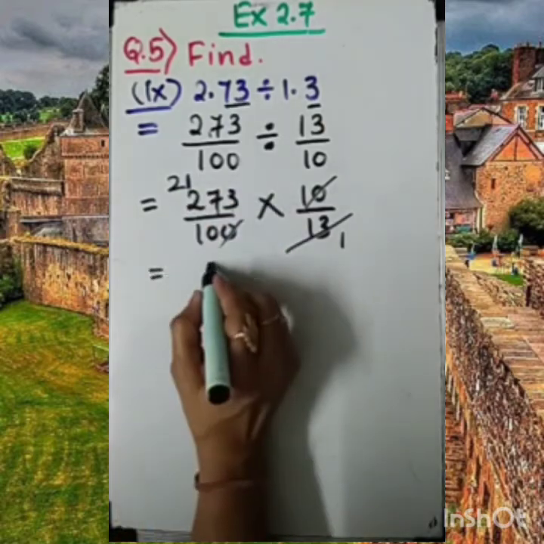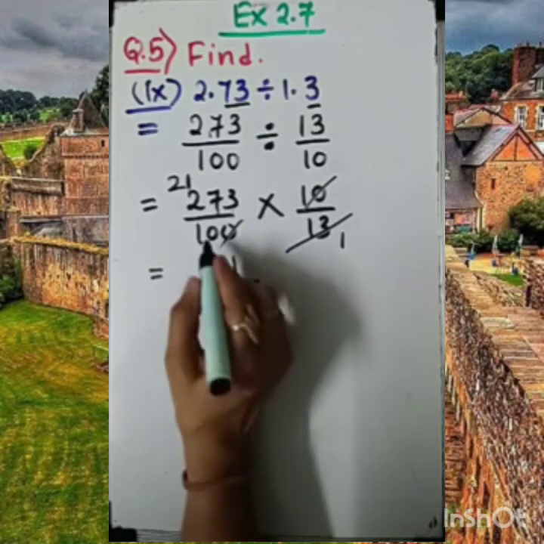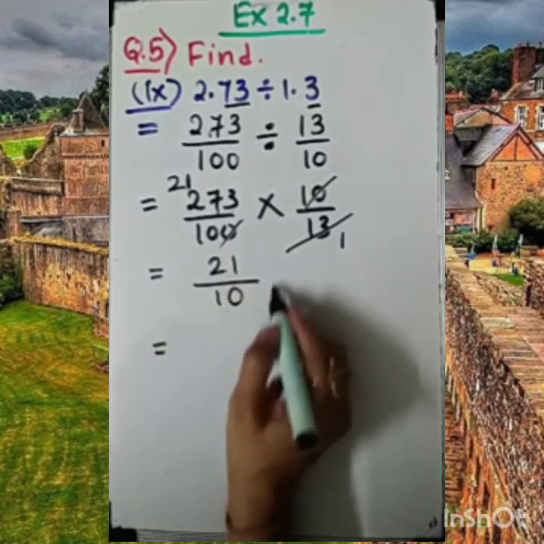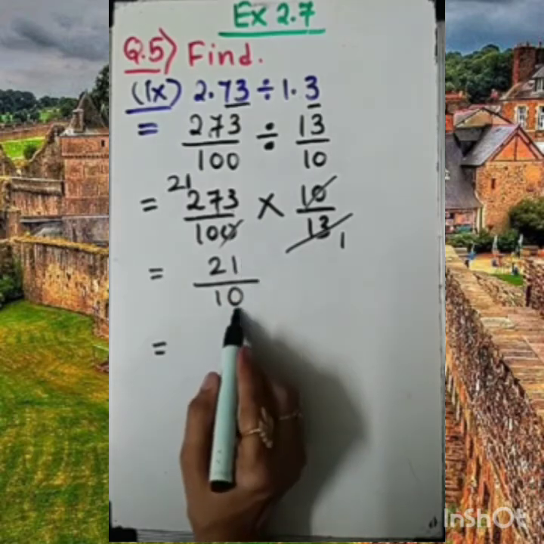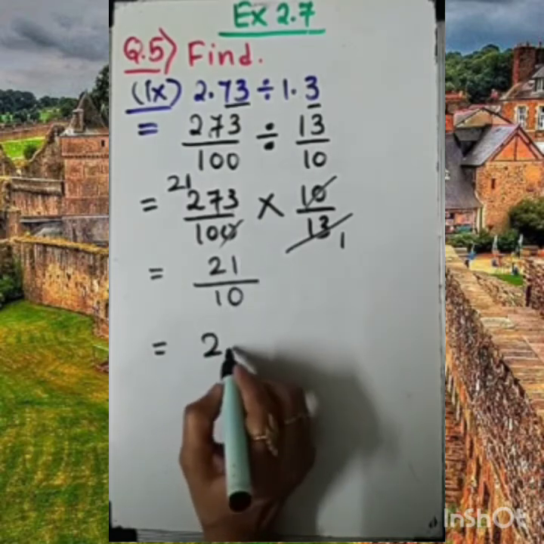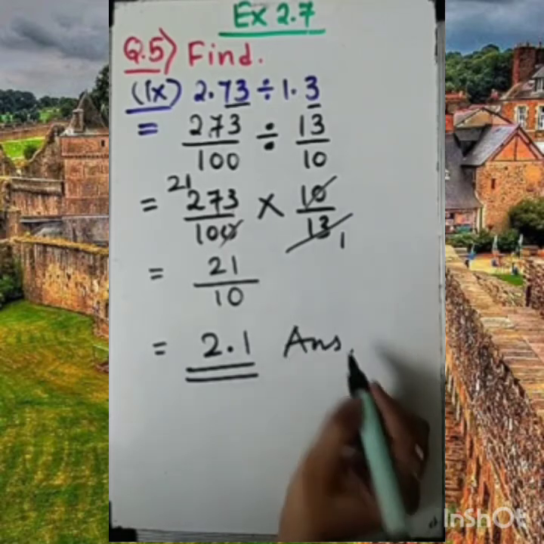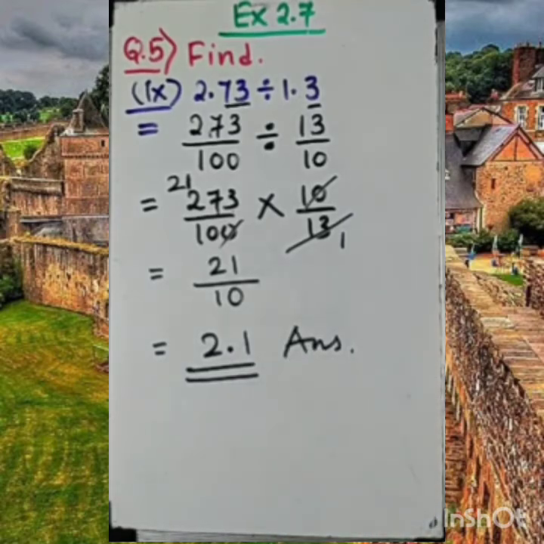So in the numerator we have 21 left and in the denominator 10. So how to convert it into decimal, you know very well, because of 10 with one digit we need to shift, so it will be 2.1. That is the answer. Is that clear to you?